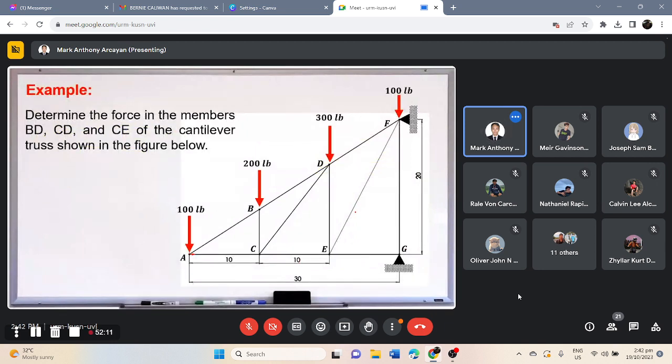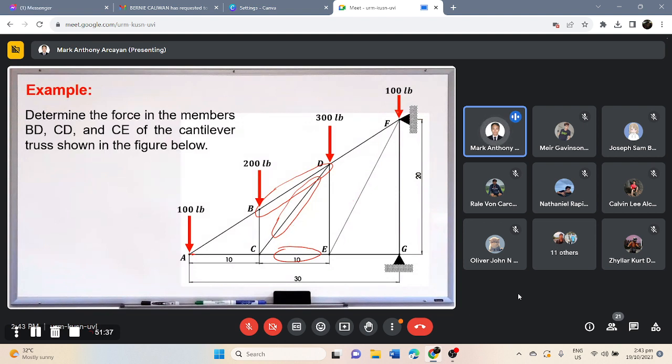Okay, we have an example. We have just one example because our examples are many and long. So make sure to focus, no, as I write my solution for this example. Our goal here is to determine the internal force in the members BD, then CD, and CE. These three are in the figure shown.